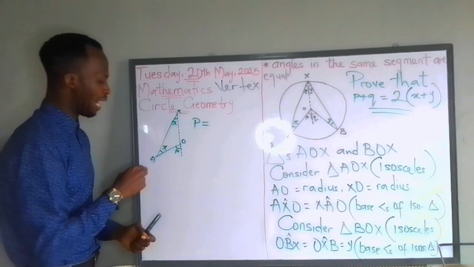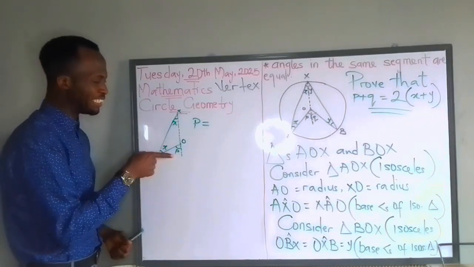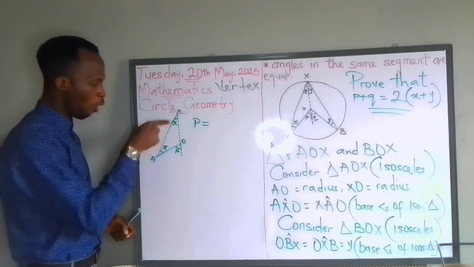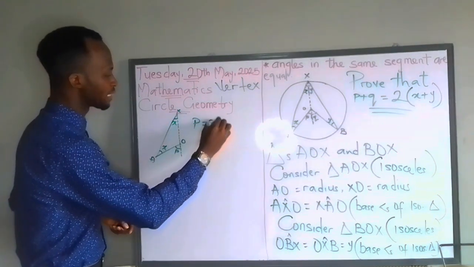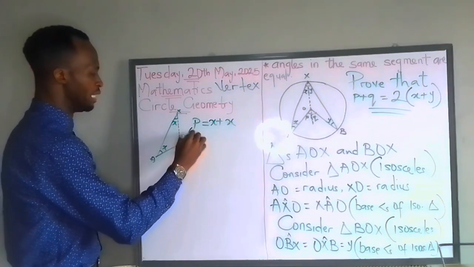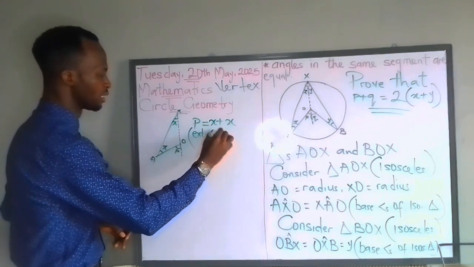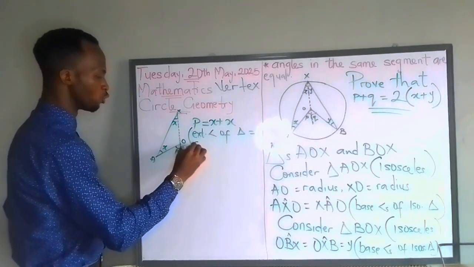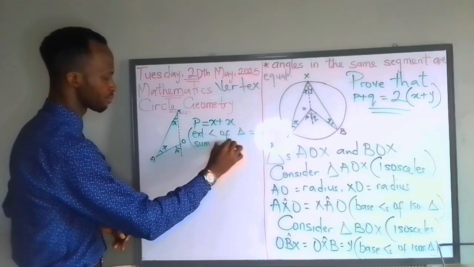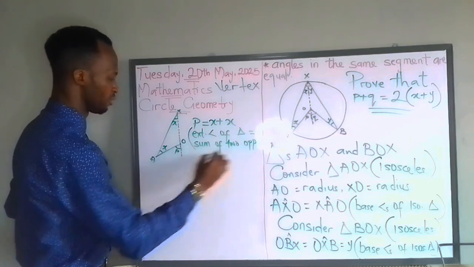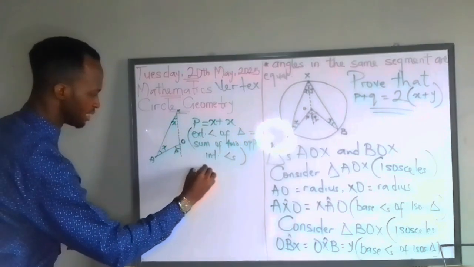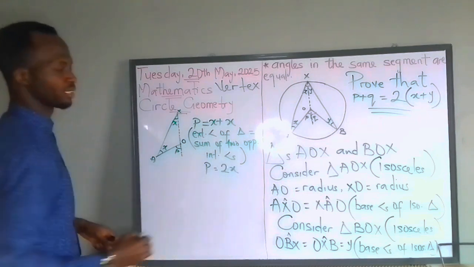They are facing it. Now, the exterior angle of this triangle is equal to the sum, the addition, of the two opposite interior angles. So P is equal to x plus x. And what's the reason? The exterior angle of a triangle is equal to the sum of two opposite interior angles. So pay attention to this. What this means is that P is equal to 2x.